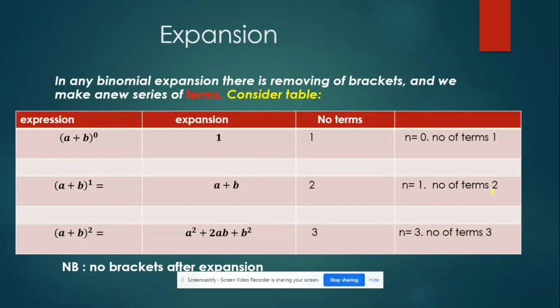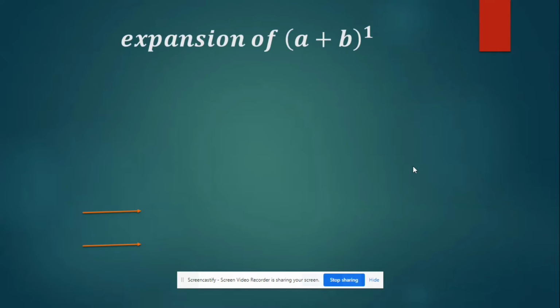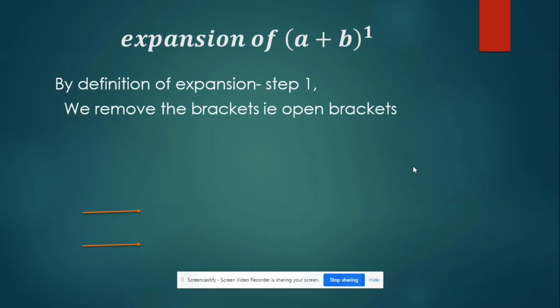So we can note that from our expansions, we don't see any brackets after we've done an expansion. Now, we want to look at the expansion of a plus b raised to the power of 1. We remove the brackets, that is, we open the brackets. What do we obtain? From our screen, you can see that we have a plus b.